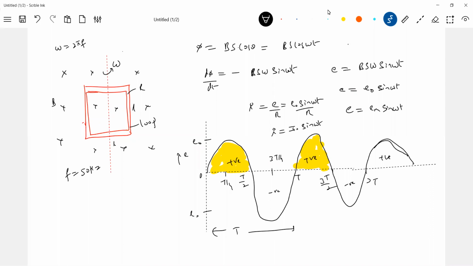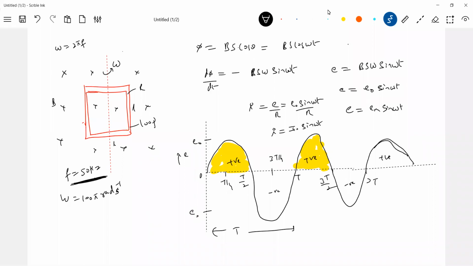Then can we calculate omega? 100 pi. So what's the value of omega now? Omega should be equal to 100 pi radians per second. This is the angular speed with which the loop will be rotated. So usually the standard is what we are going to pick up here: an AC signal of 50 Hz frequency.